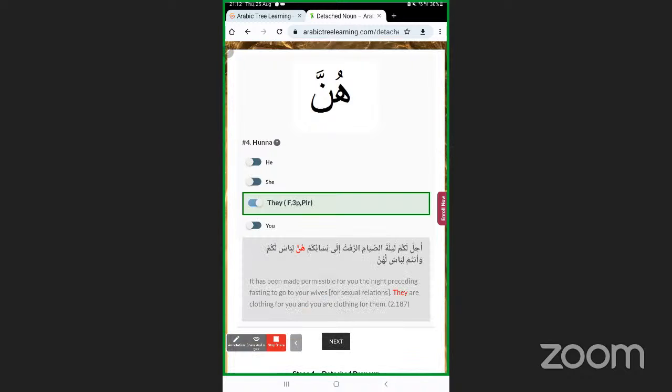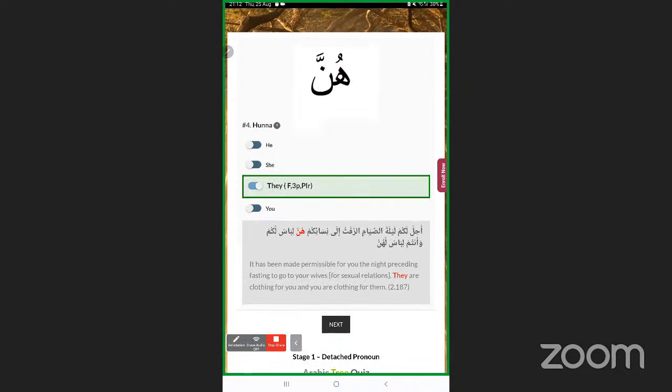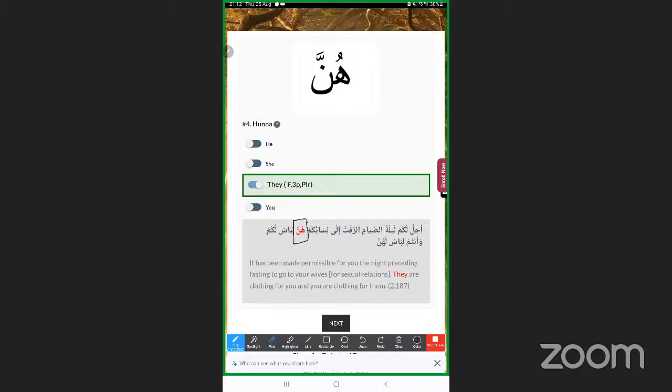Hunna, libasukum. Hunna is not attached on the right side, not attached on the left side. It is standing alone. So is this a detached pronoun or not? Detached pronoun, because it is not attached anywhere.